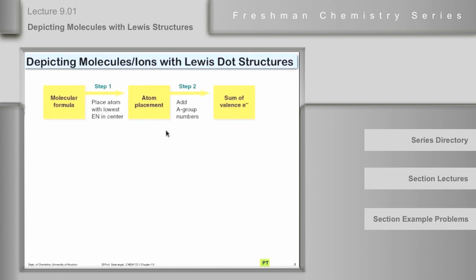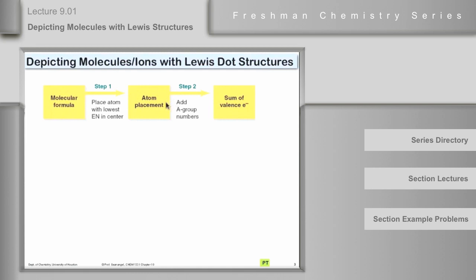The method that I'm going to suggest to you is very specific, and the steps are clearly outlined here. The first step is we start with a molecular formula, and we try to figure out the atom with the lowest electronegativity, and once we find it, we put that in the center. The exception is hydrogen. We don't put hydrogen in the center. But other atoms, we compare them according to electronegativity trends, like we saw before, and we place that atom in the center.